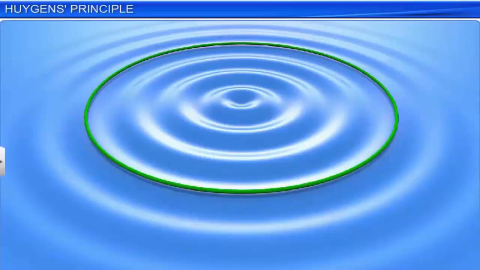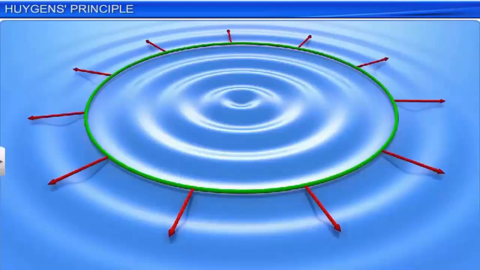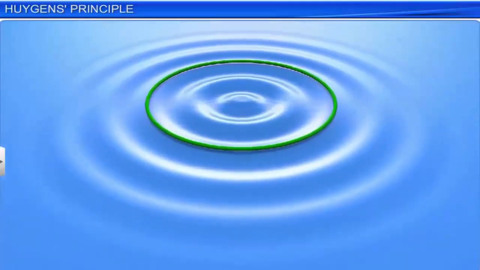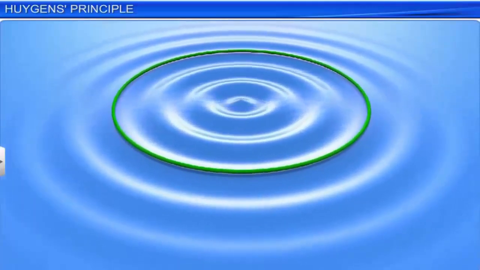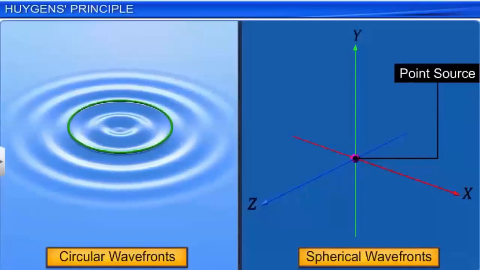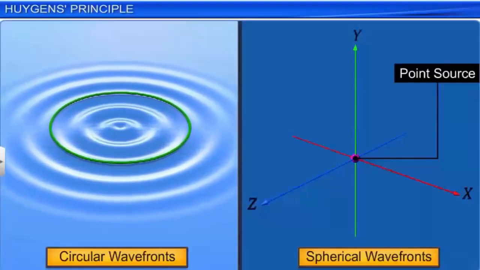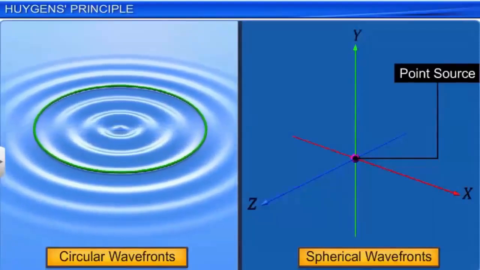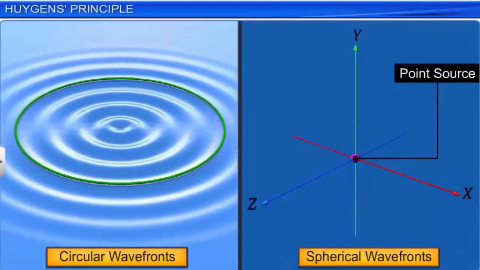In terms of energy, we say that the energy of the wave propagates in a direction perpendicular to the wave front. The speed at which a wave front travels is the speed of the wave. Waves on the surface of water are two-dimensional, and hence the wave fronts are circular in shape.